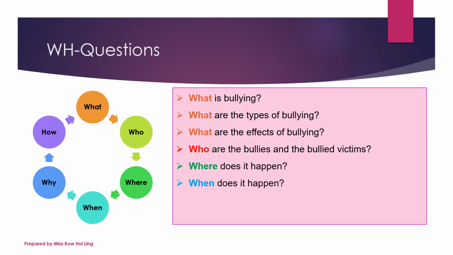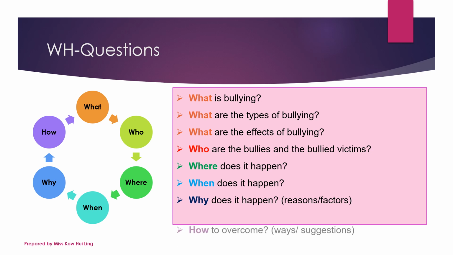Remember our second part of the question? We need to discuss why it happens, the reasons or factors that cause bullying to happen. Last but not least, how to overcome it. What are the ways or suggestions to solve this problem?